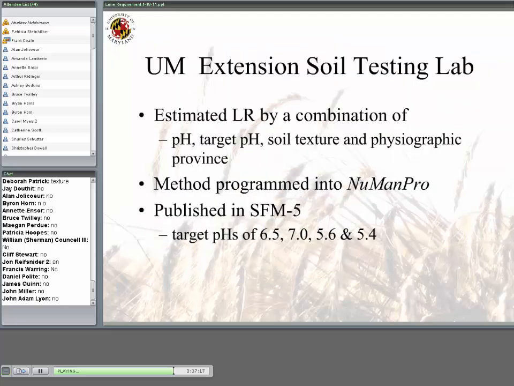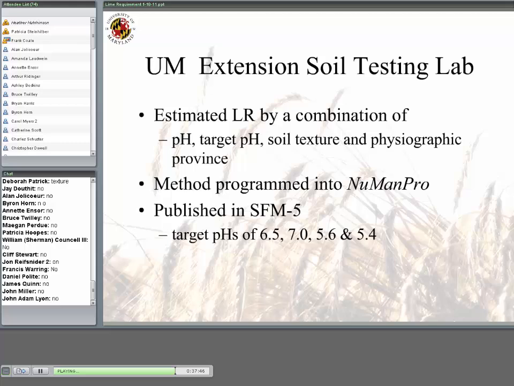Okay? So just to sum it up, the University of Maryland Extension Soil Testing Lab estimated lime requirement by a combination of pH, target pH, soil texture, and physiographic province or soil region. These tables codifying all this are published in a bulletin called SFM5, and that's on our website if you don't have a copy at hand. And there are 4 different target pHs in each of the separate 4 tables in the back of this publication.